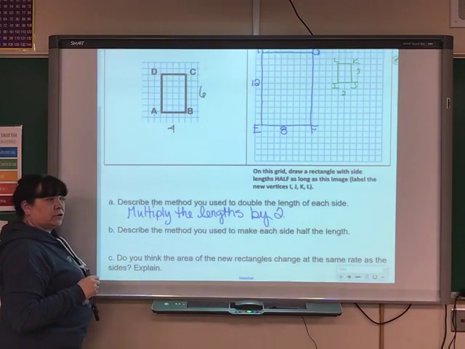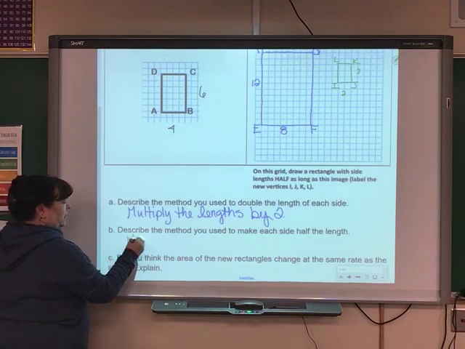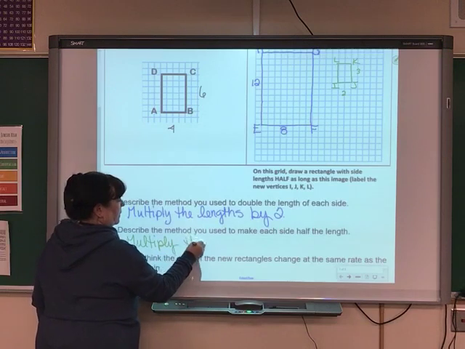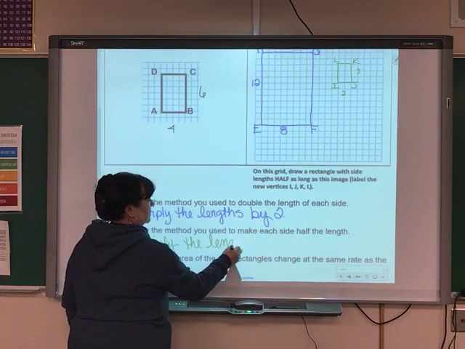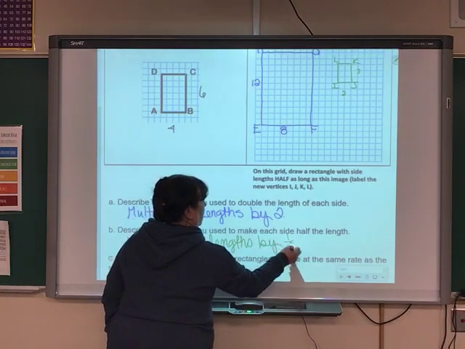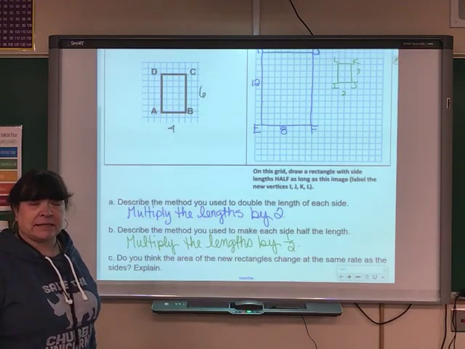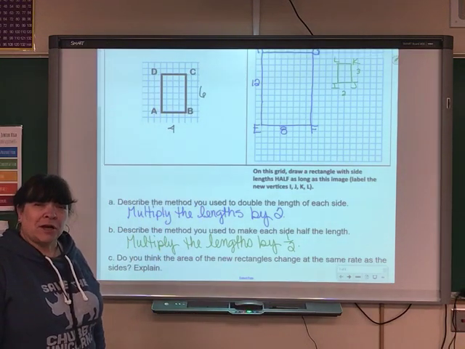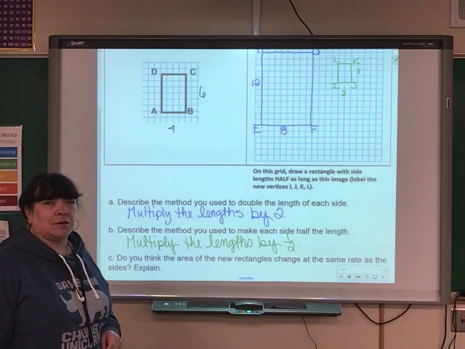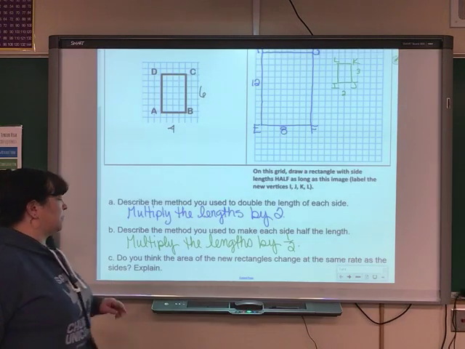What did we do to get each side half the length? Well, we multiply the lengths by 1/2. Now some of you might say, well, isn't that the same as dividing by 2? And yes, it is. But remember, when we're talking about scale factor, we need it to be a multiple, not a division. And that's going back to previous information that we've had.